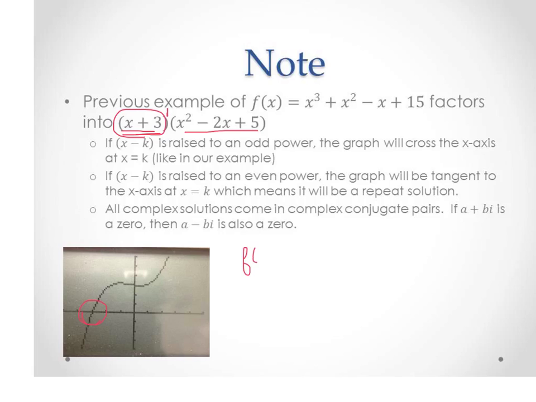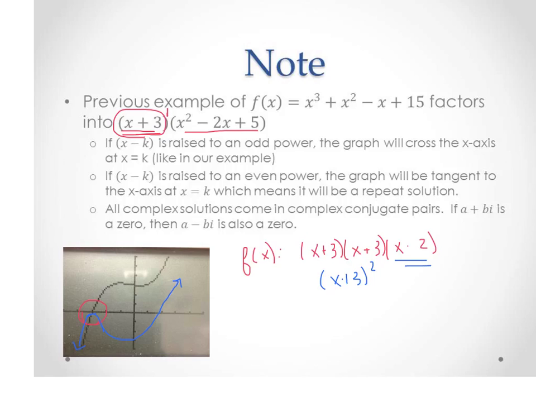So for example, if you have something that factors into x plus 3, x plus 3, x minus 2, what's going to happen is, because you can write this as x plus 3 squared, it's raised to an even power, and it's going to come up and just touch at that point. And so it's a repeat answer because it actually kind of happens twice. And then positive 2 happens once, which means that it's going to actually cross through positive 2, and you might end up with something that looks like that.